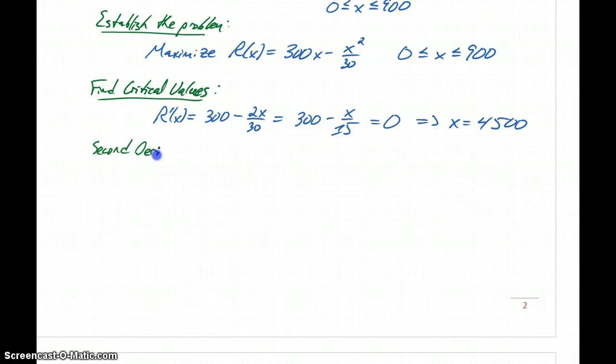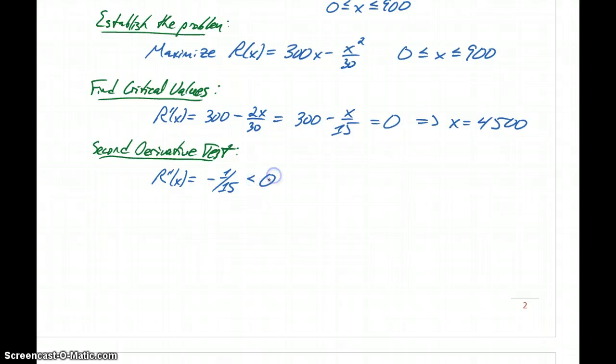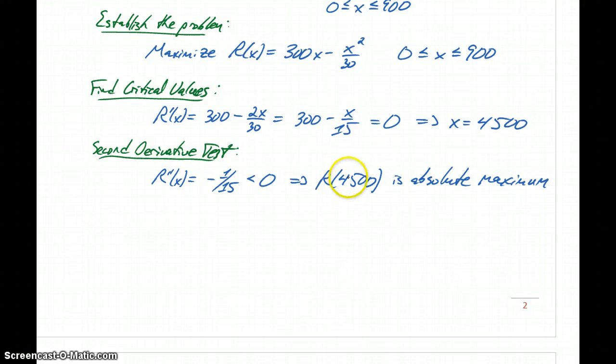And next we turn to the second derivative test. We first find the second derivative of our revenue function. In this case, that's going to be 0 minus 1 over 15, so the second derivative is negative 1/15. There is no x value there, so we don't even need to worry about substituting anything. The second derivative is always going to be less than 0, which implies that R of 4,500 is an absolute max. So our absolute maximum occurs when x equals 4,500.